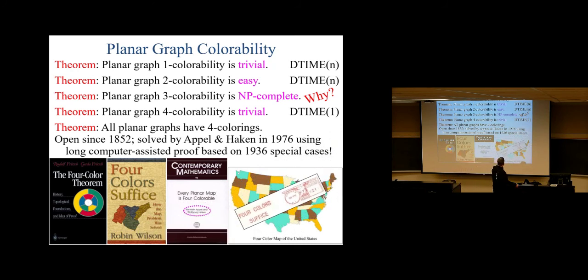And this problem was so famous that the U.S. Post Office had this stamp cancellation method back in 1976 when this first came out as a proof, and it said four colors suffice. So an official stamp by the U.S. government, must be true. There was no fake news back then.